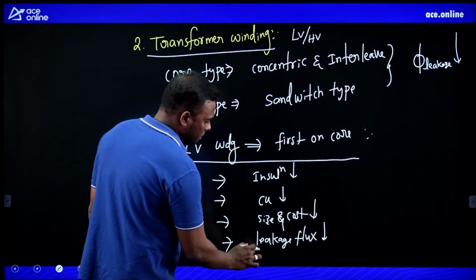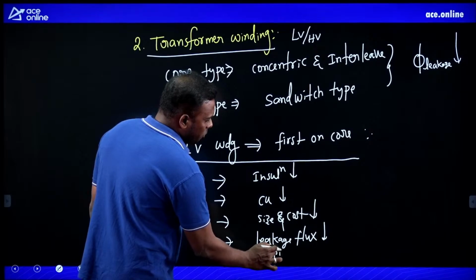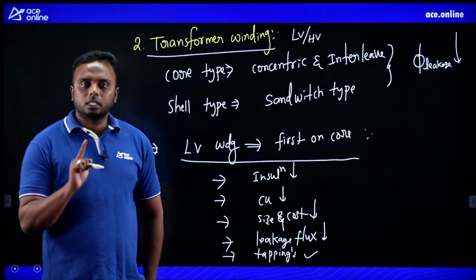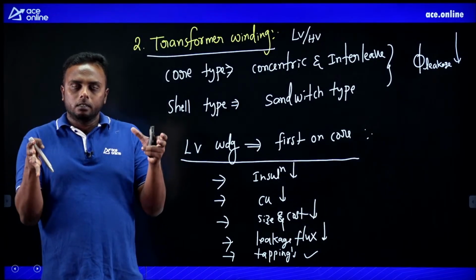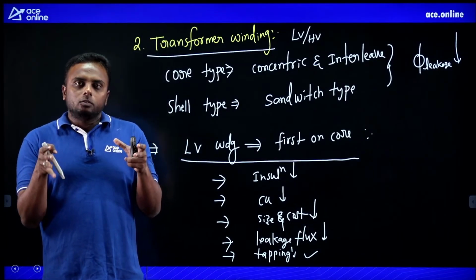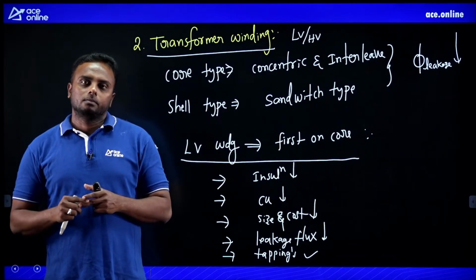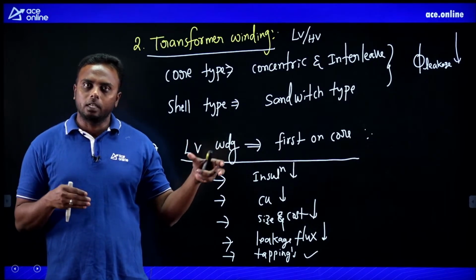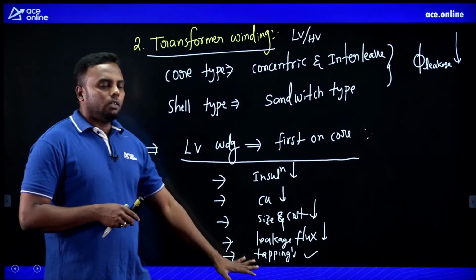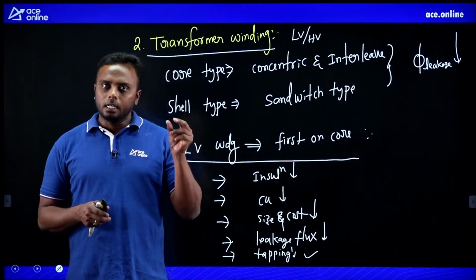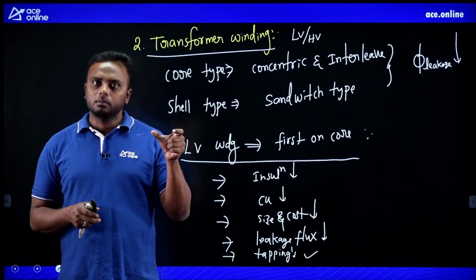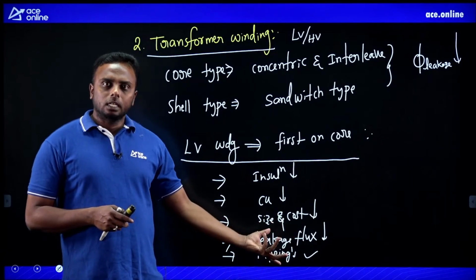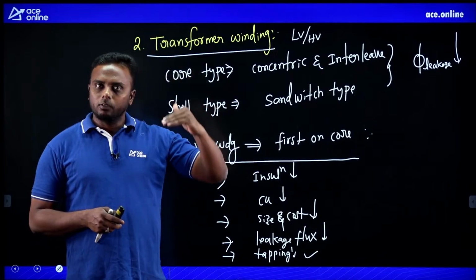And another advantage is tappings. If you put LV winding first on the core, which winding will come outside? HV will come outside. Now generally we provide tappings on transformers. So tappings are provided on which winding? HV winding we provide. Because on the HV side we have so much voltage range, and HV side current rating is less. So whenever we tap, sparks will be less because of low current in the HV winding. So due to these advantages, we always do tappings on the HV winding only.